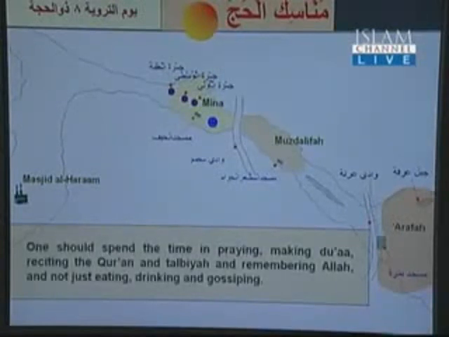And I said that one should spend the time whilst he is in Mina overnight in doing what is required there, rather than gossiping and wasting time or eating, drinking, because this is the thing which we will spend more. As I said earlier, the talbiyah should be said all the time, but more especially after the obligatory prayer, when the day begins, when the night starts and the day ends. These are the timings where you say the talbiyah more.